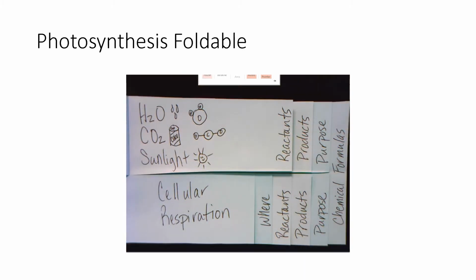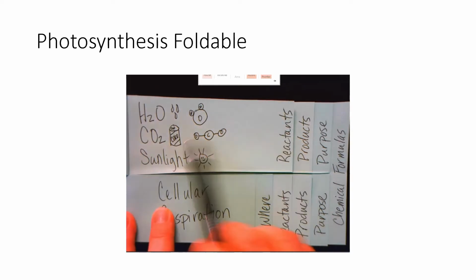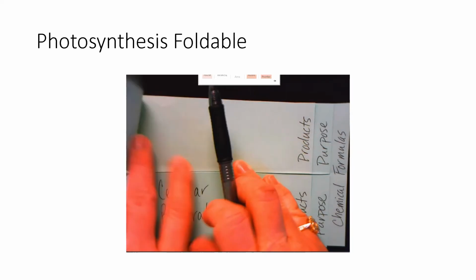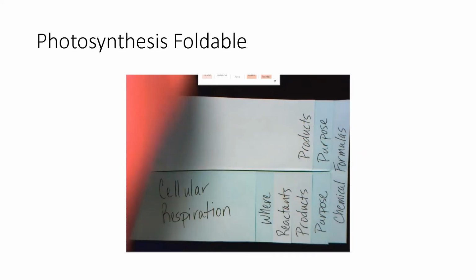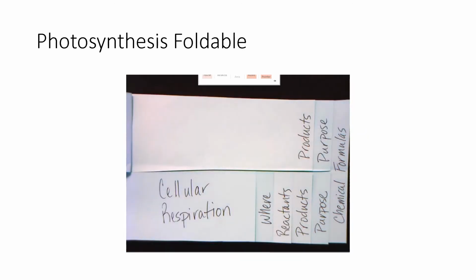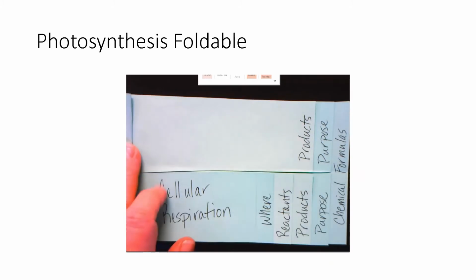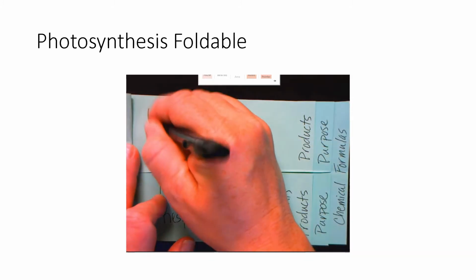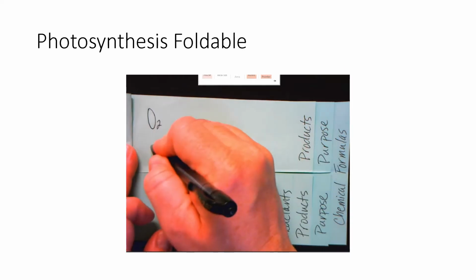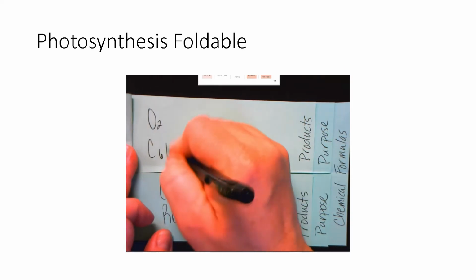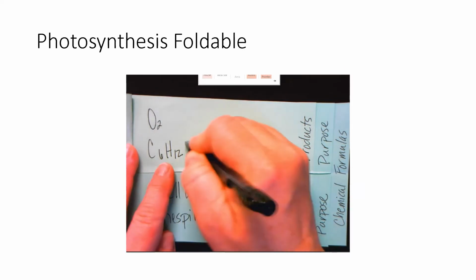The products. So if reactants are on the left, products must be on the right. Okay. Look at your illustration for photosynthesis last time. What are our 2 products? Glucose and oxygen. Oxygen is actually considered a waste at this point, although it will be used in cellular respiration here in a minute.